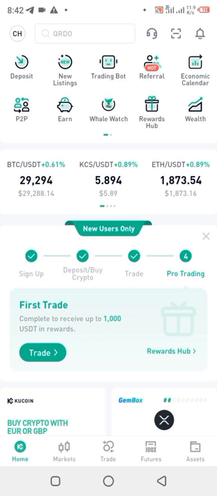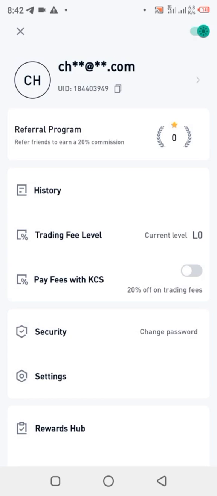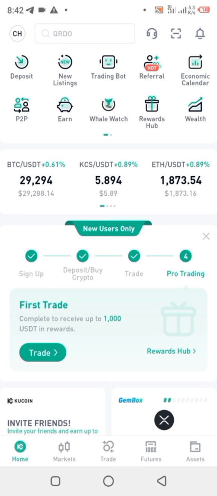You guys, how you can trade with KuCoin. After registering in the KuCoin app, for you to be able to start trading in this app, you have to verify your KYC. You verify your KYC using your ID card or driver's license, depending on your location.